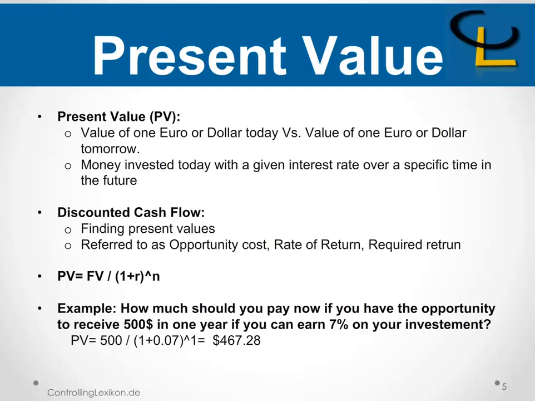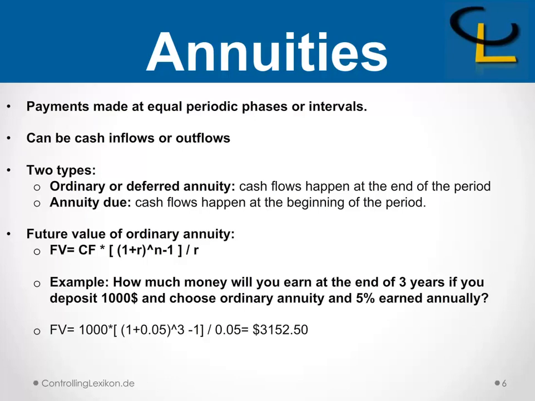So we apply these numbers to the formula. PV equals 500, which is the future value, divided by the sum of 1 plus 7%, which is the interest rate, to the power of N, which is 1 year, and we get $467.28.